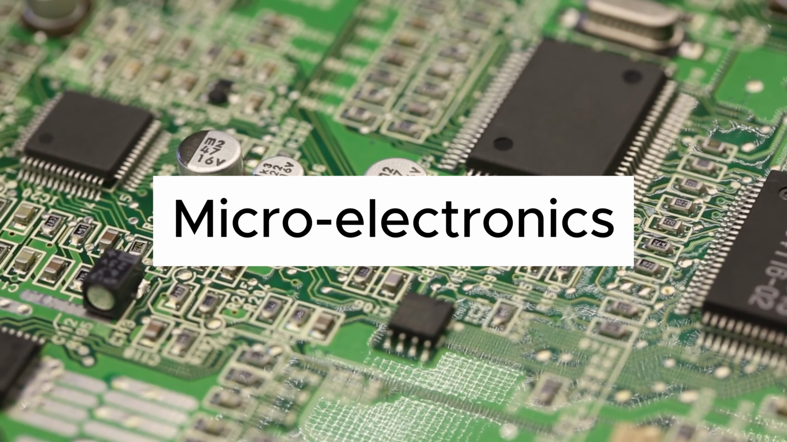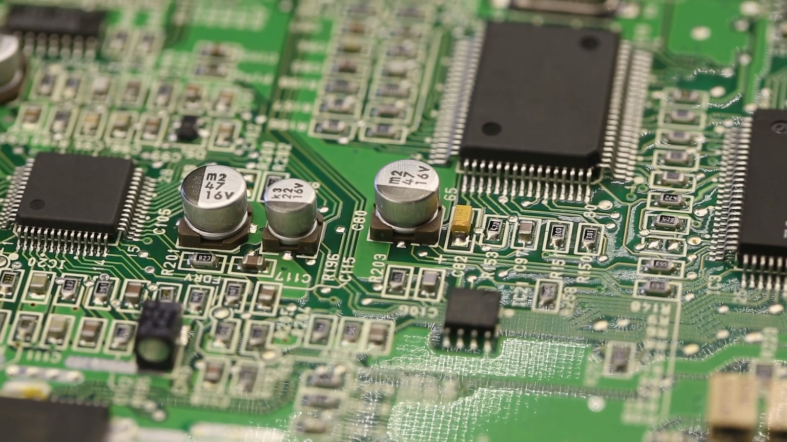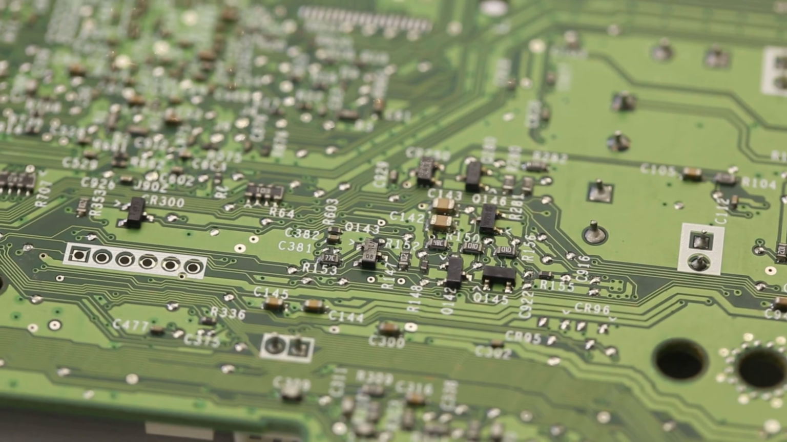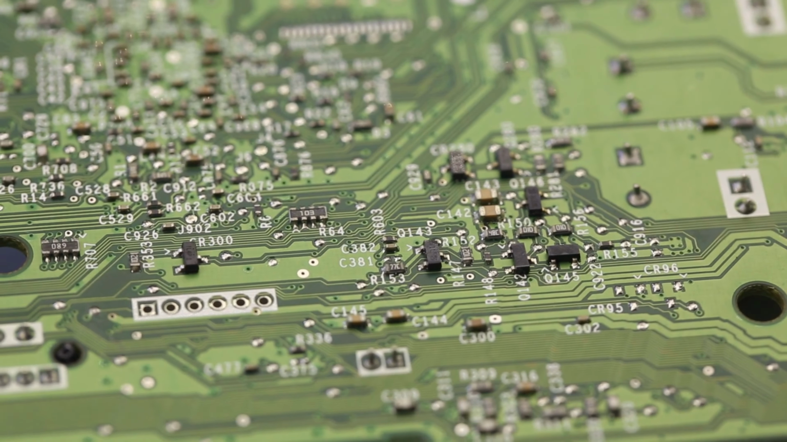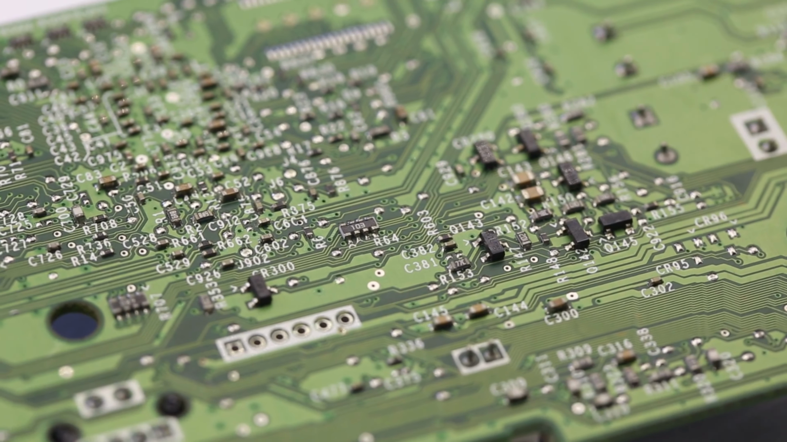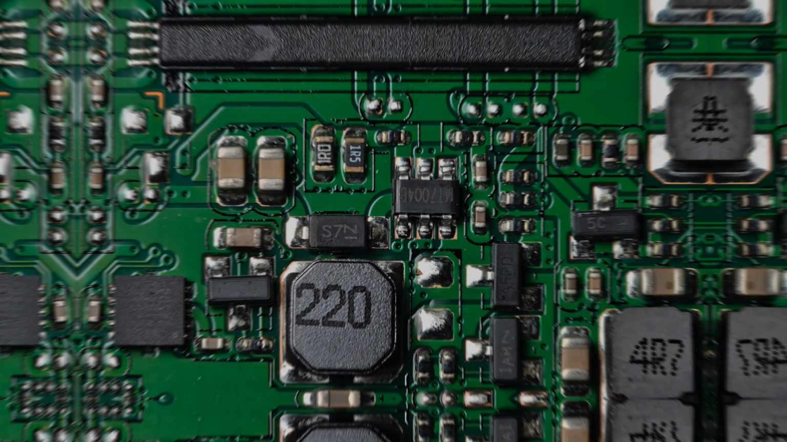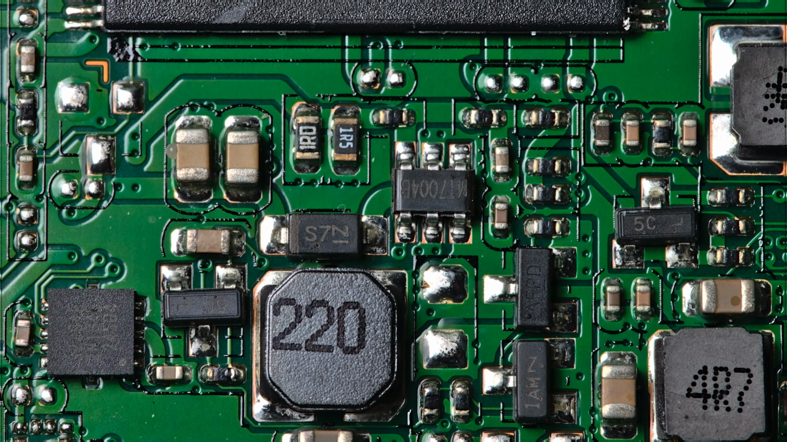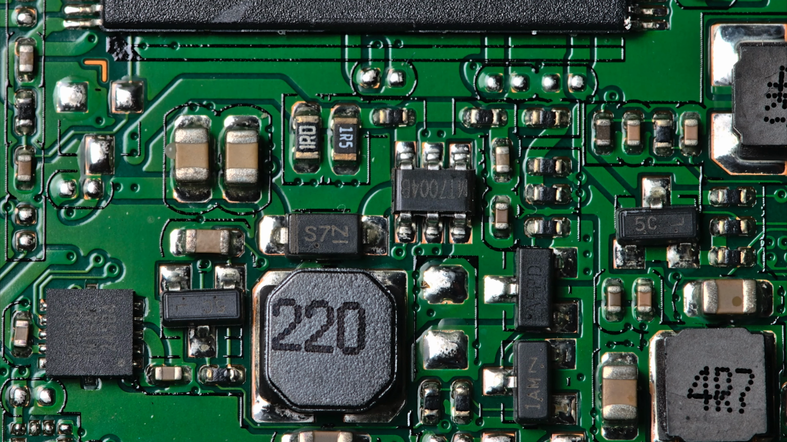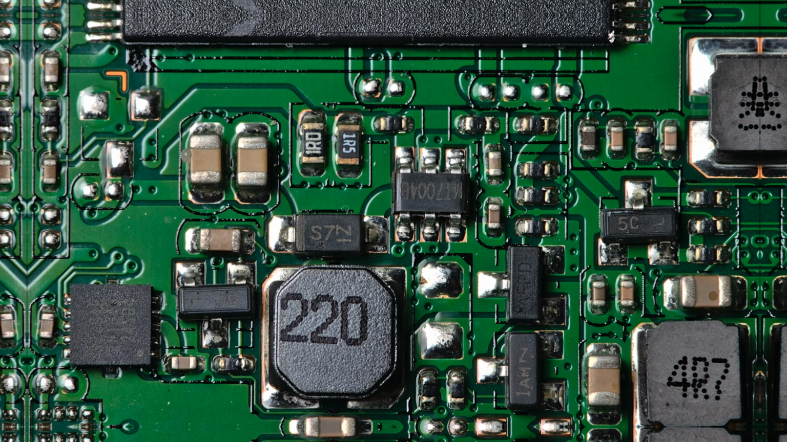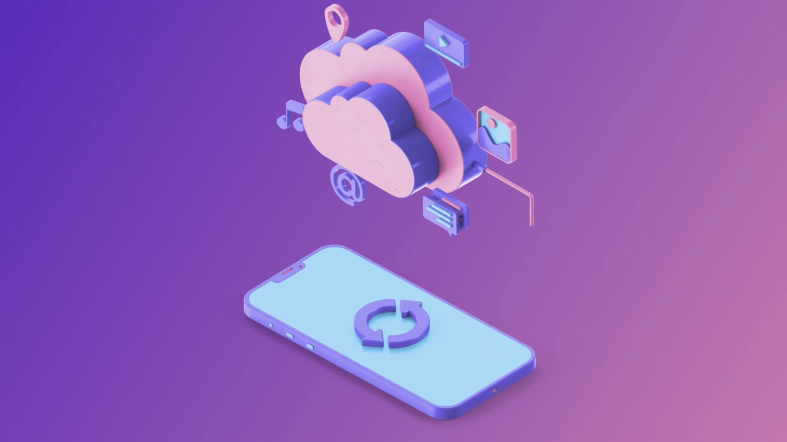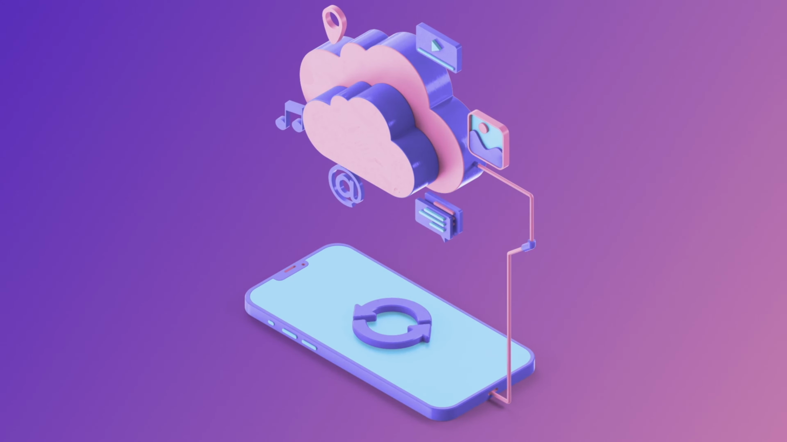Number 3. Microelectronics. It involves the design and manufacture of very small electronic components and systems. The key technologies include semiconductors, integrated circuits (ICs), and microchips. The applications of microelectronics include smartphones, microprocessors, and memory chips.